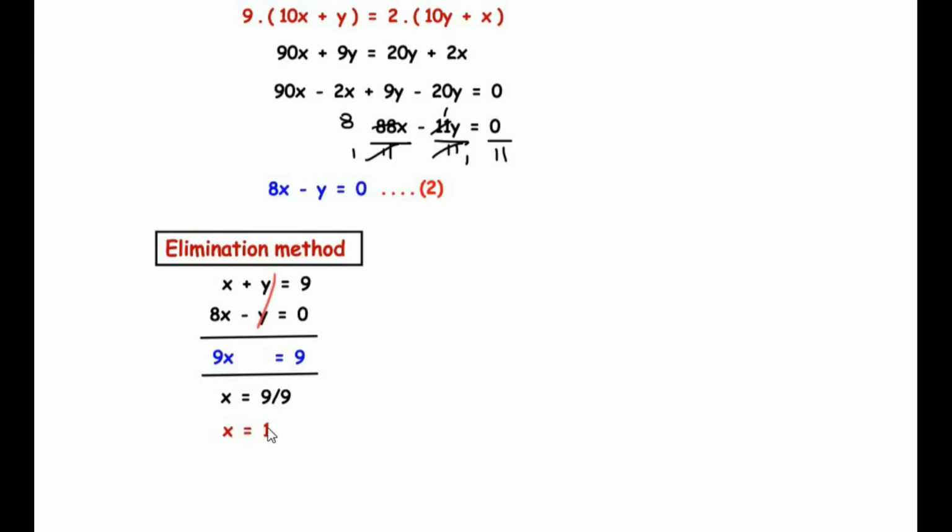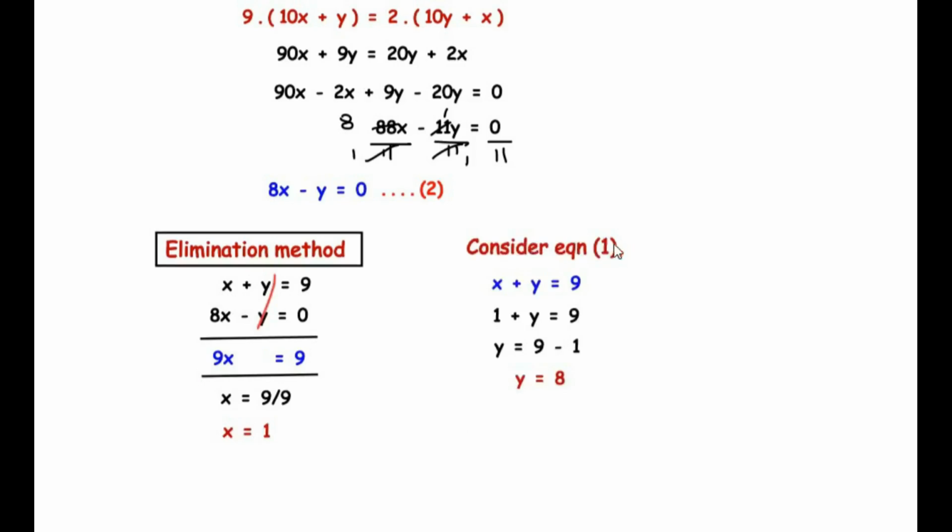Now once we have got the value of x, let us find out the value of y. So for that we have considered equation 1, that is x plus y is equal to 9. Now substituting the value of x as 1, we get 1 plus y equal to 9. Now taking 1 on the other side of the equal to sign, we get y is equal to 9 minus 1, or the value of y as 8.